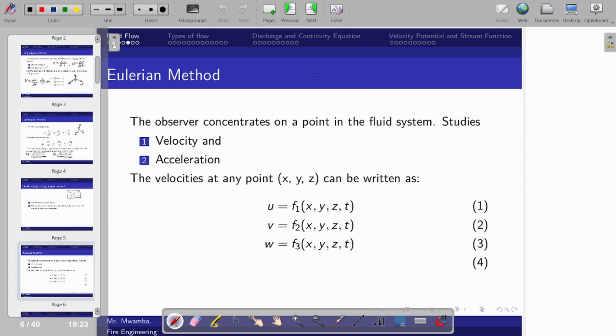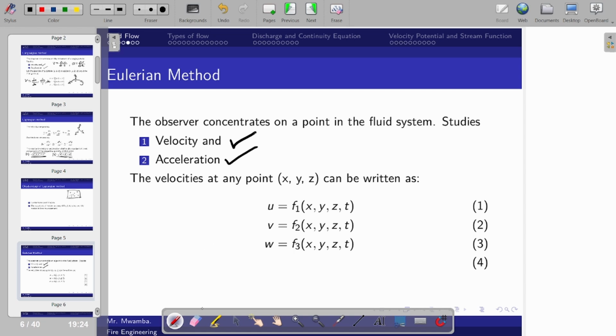Okay. Next, let's look at the Eulerian method of describing the fluid motion. This is the commonly used method of describing the fluid motion because it looks at the entire fluid parcel, not just the single particle. And also we'll look at the velocity and acceleration of the fluid motion.